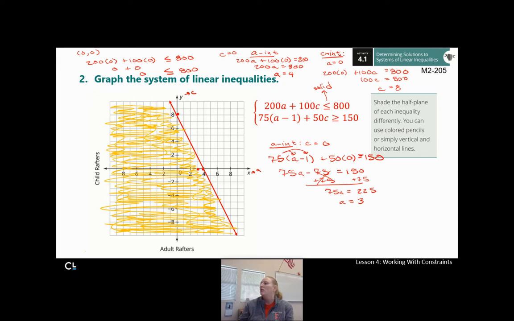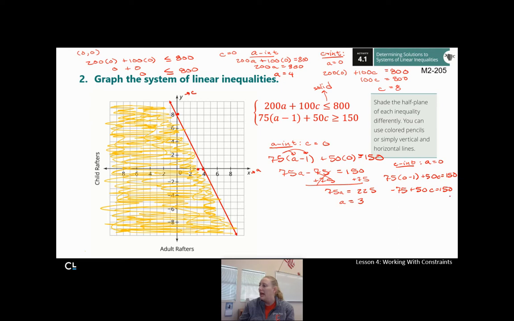And of course, we need to find the c-intercept as well. So let's go ahead and find the c-intercept, because we need to find that guy too. So that means I'm going to plug in a 0 for a. So I have 75 times 0 minus 1 plus 50c equals 150. I'm running out of space. Of course, 0 minus 1 is a negative 1. Negative 1 times 75 is negative 75.